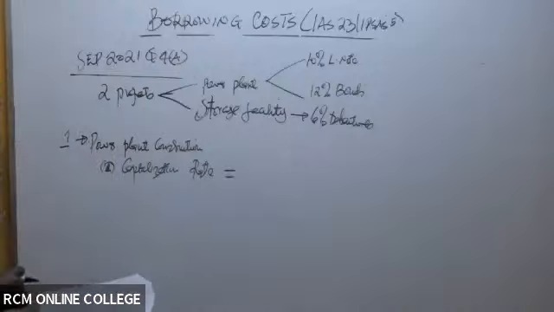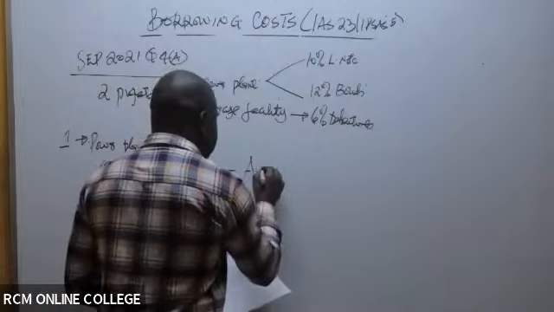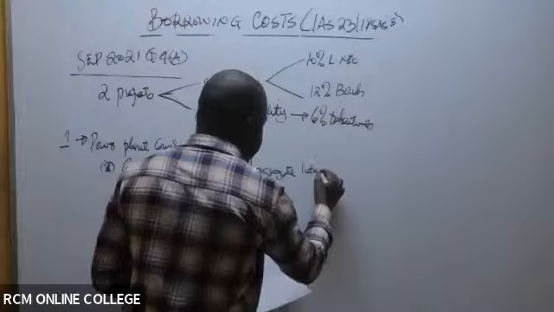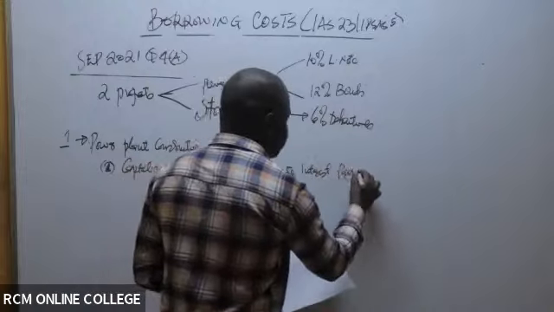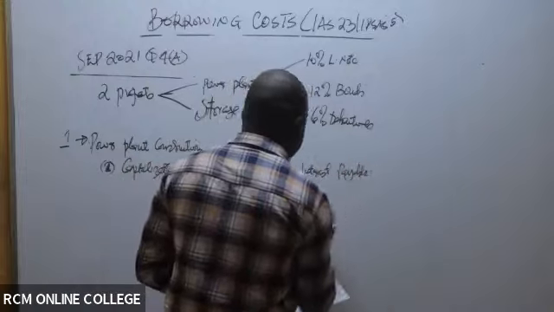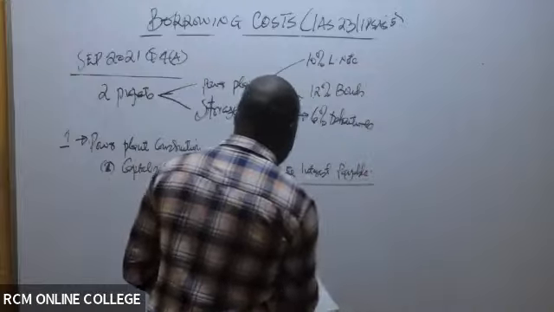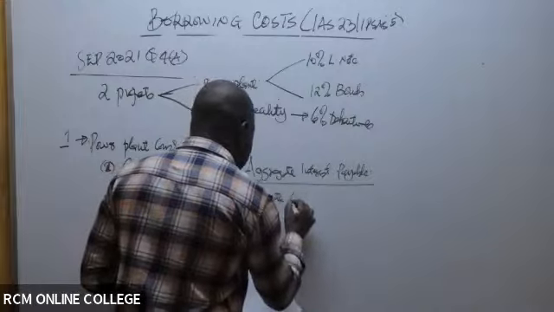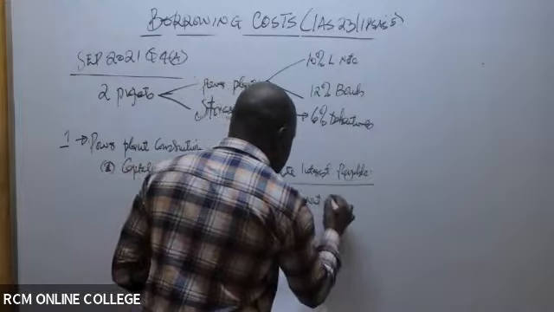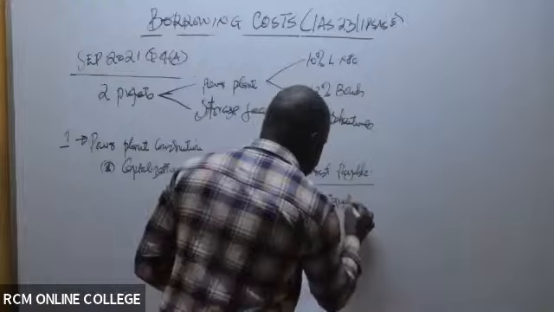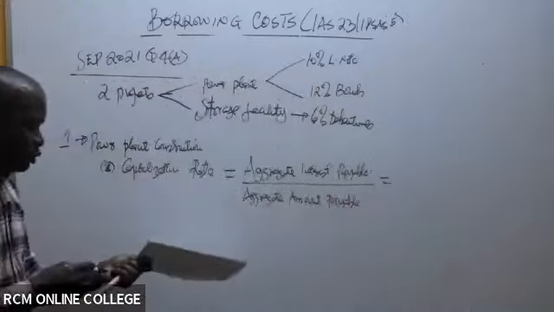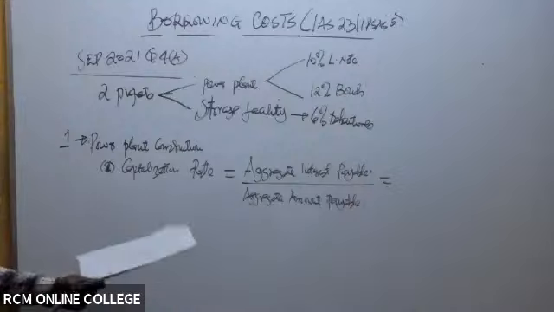There is a formula I had given you. I had told you that you take the aggregate interest payable, and then you divide by the aggregate amount payable. So you just continue with our formula, do not throw away our formula, continue with it.